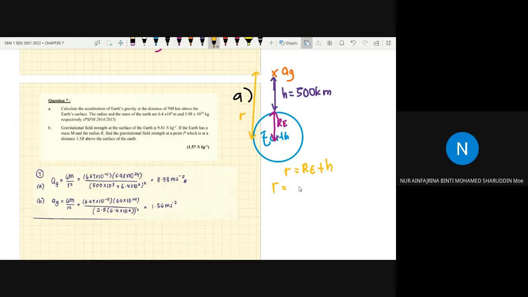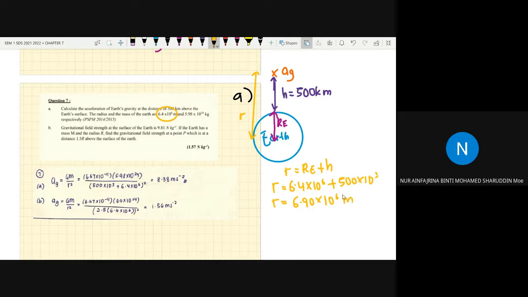So, radius of Earth awak dia dah bagi tahu 6.4 times 10 to the power 6 meter. Tambah dengan height. Okay, height dia adalah 500 km di mana awak kena tukar kepada meter. So 500 times 10 to the power of 3. Therefore, awak akan dapat 6.9 times 10 to the power of 6. Betul tak? I think betul kot.